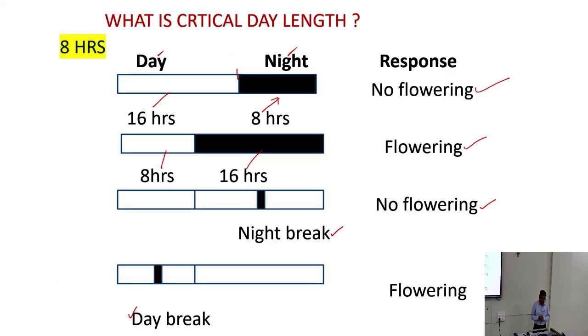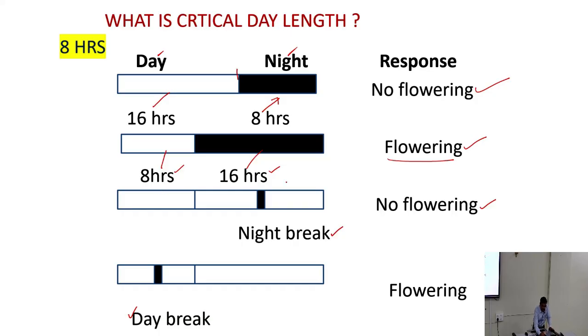How can we say that this is a short day plant? Now in the first case, you see that this is 16 hours of day and 8 hours of night, and there is no flowering. In the second case, day is 8 hours and night is 16 hours. That means as the day is less, at 8 hours, we see flowering. In the third case, which is interesting, the day length is 8 hours only. Normally speaking, it has to flower.